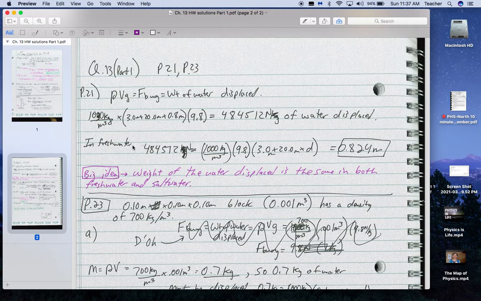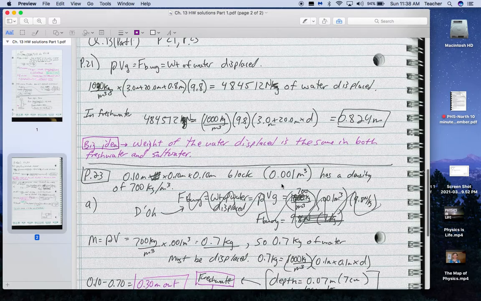So in fresh water, we know the boat has the same amount of mass, so it has the same amount of weight. So we have to push aside that same amount of weight of fresh water, but it's only got a density of 1,000 kilograms per cubic meter. So we're trying to find the depth of that. We know rho, we know g, and the volume is 3 meters width, 20 meters length, times depth. And that would be 0.824 meters. Hopefully it makes sense. This is about 3% less density, and this is about 3% deeper.